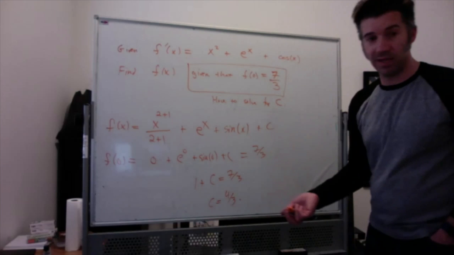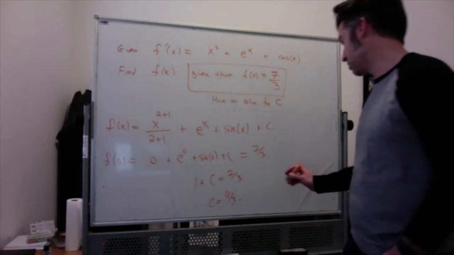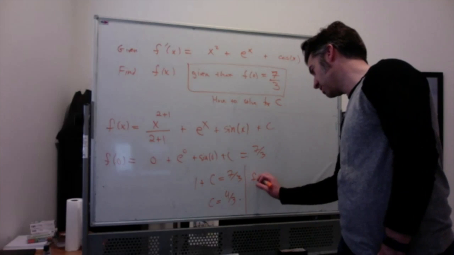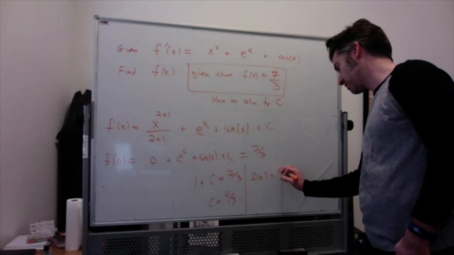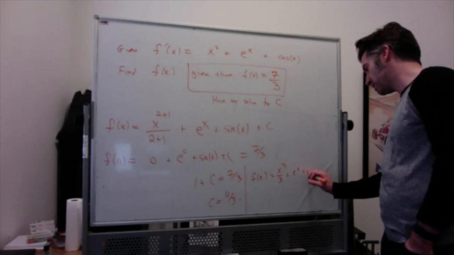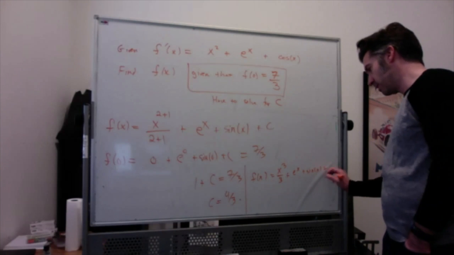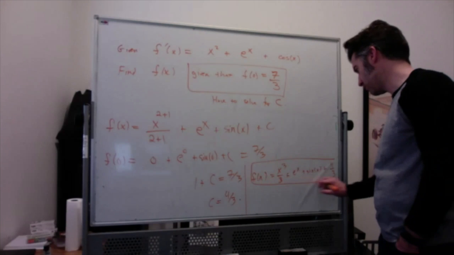And technically, we then need to go back and actually write what the function f of x is. So the answer here is what the function is: x to the 3rd over 3 plus e to the x plus sine of x plus 4/3. That's our final answer there.